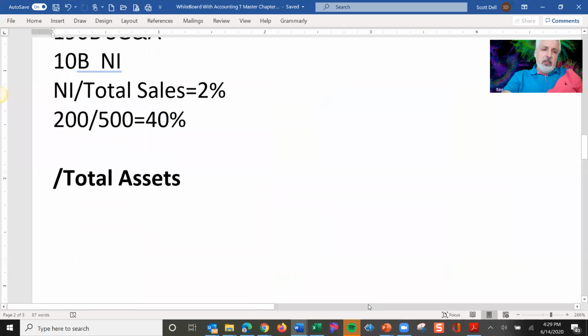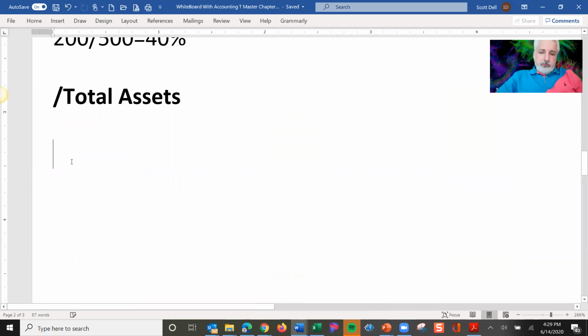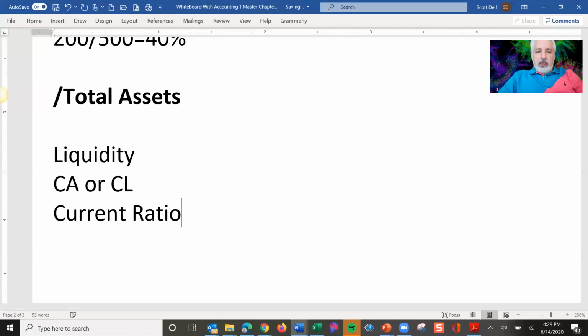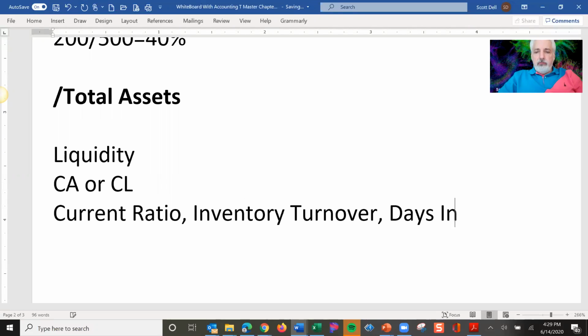So if I'm analyzing and I'm looking at things like liquidity, that means anything to do pretty much with current assets or current liabilities. So I might look at my current ratio. I might look at my inventory turnover, days inventory, receivables turnover. So anything associated with liquidity, usually current assets or current liabilities, and receivables and inventory obviously are current assets, are considered liquidity ratios. How liquid are we? How quick can we pay things? How quick are we going to turn things to cash?